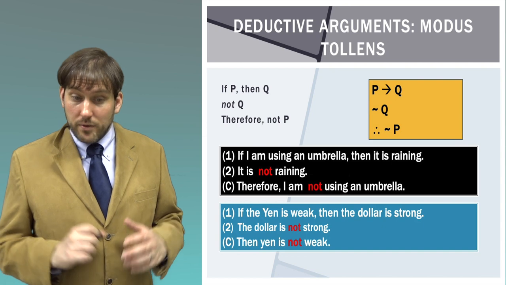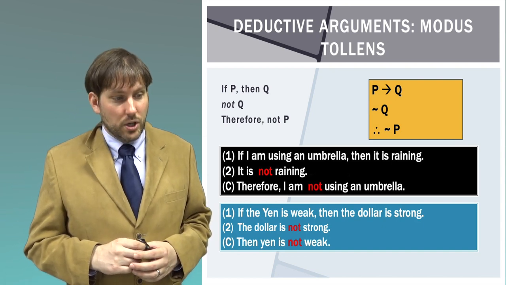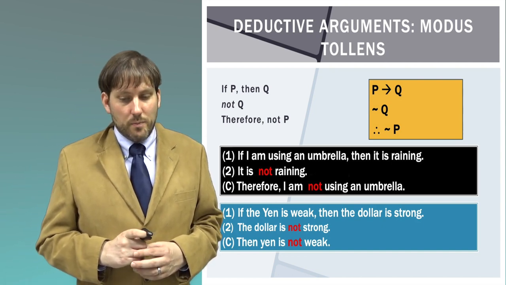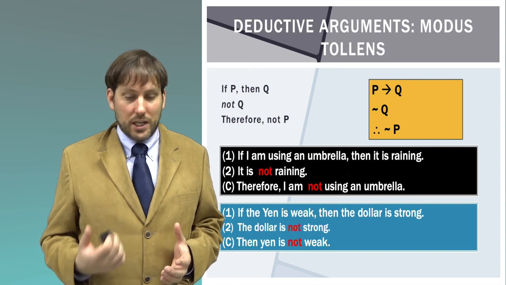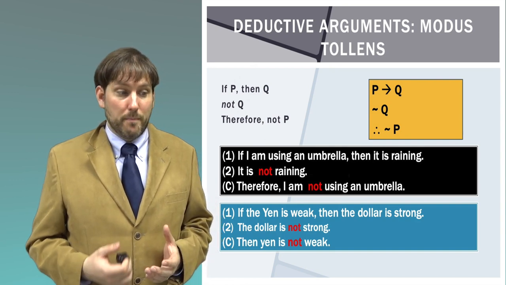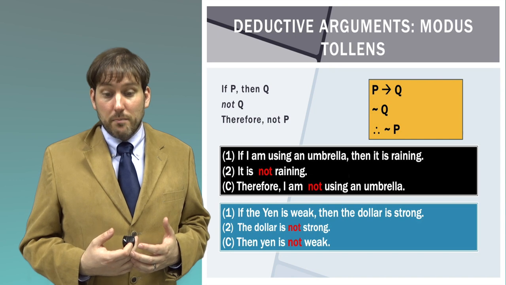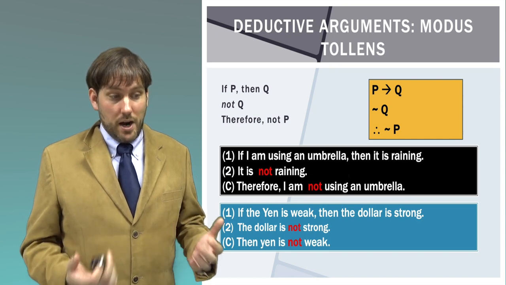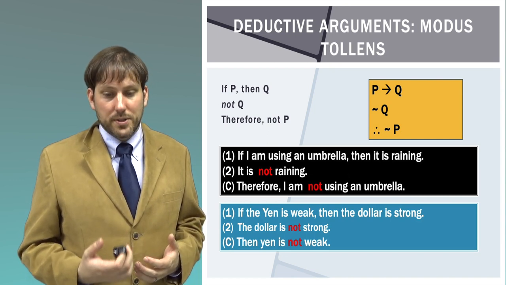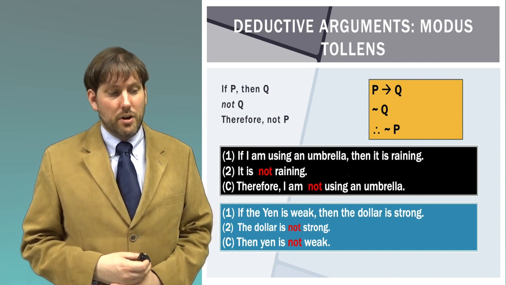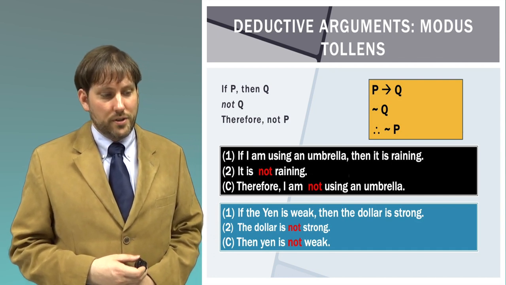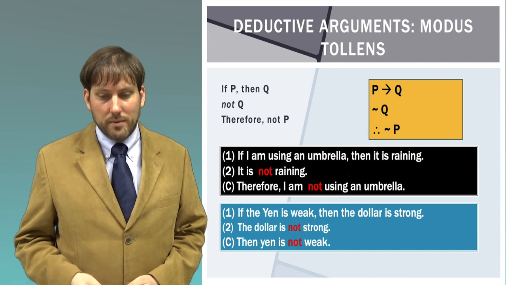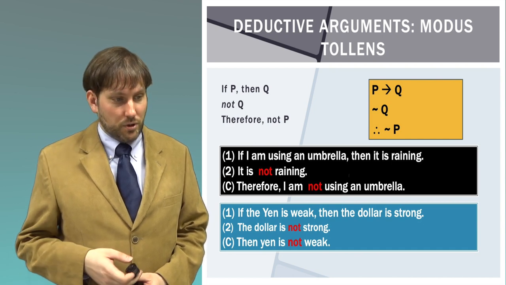I'm going to give you one more that's valid, so we're going to look at modus tollens. Modus tollens follows the pattern: if P then Q, not Q, therefore not P. If I am using an umbrella, then it is raining. It is not raining, therefore I am not using an umbrella. If the yen is weak, then the dollar is strong. The dollar is not strong, then the yen is not weak. So this is the pattern, so let's work through that.